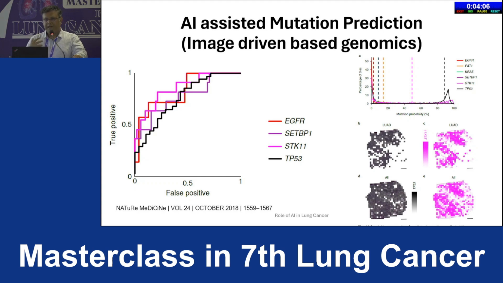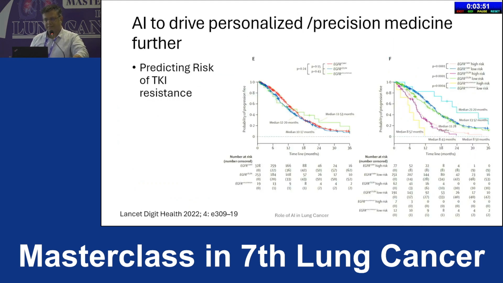But again, the real advantage of this is that it allows us to visually quantify heterogeneity of tumor tissues directly on the H&E stain slide and not wait for 2 weeks, 3 weeks for the entire genomic study to happen, at least in some cases.